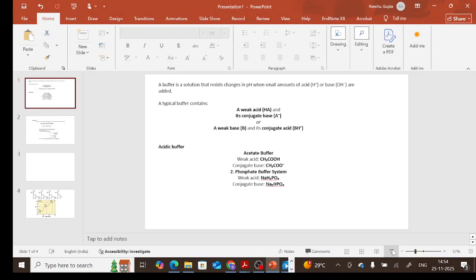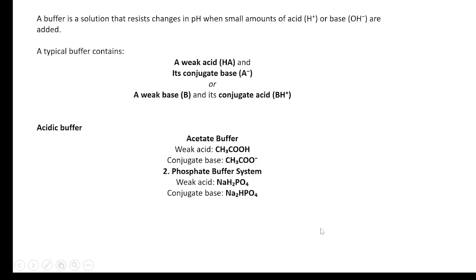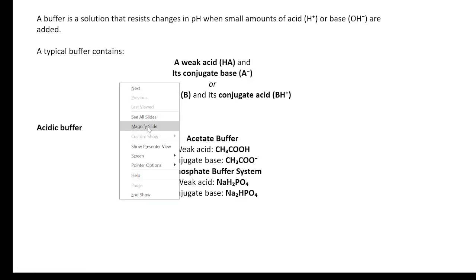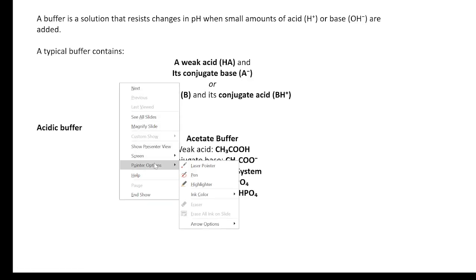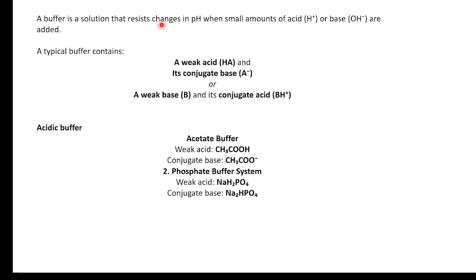Today we are going to discuss an important topic of chemistry, or you can say biochemistry, that is buffer. So what is a buffer? A buffer is a solution that resists any change in the pH when you are adding either a small amount of H plus or OH negative ions. Means if you are adding a strong acid or a strong base, it should resist any change in its pH.